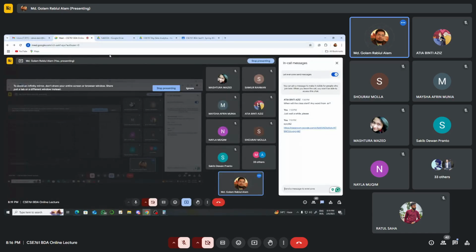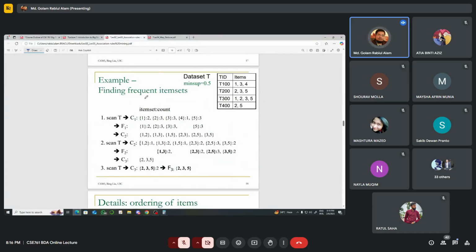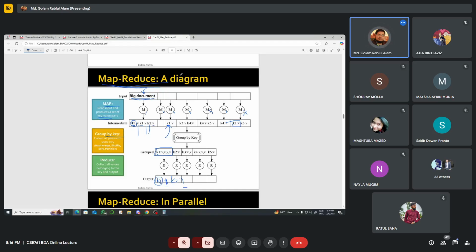Okay. Then in our next class, maybe we can start discussion a little bit about that, and after that maybe we will discuss how we can find out the frequent item sets in case of the big data. I have just discussed an example here. Okay, MapReduce.